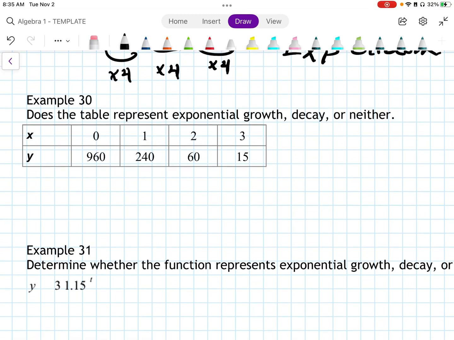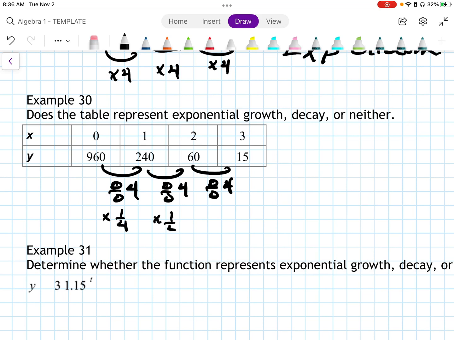Example 30. 960 divided by 4 is 240. On each of these, we could divide by 4. Another way to think of that, because exponentials we normally multiply, would be like multiplying by 1/4. We're not really dividing by 4, we're multiplying by 1/4. That's the way to think about that. So this is decay, and it's exponential because they're multiplying, so this is exponential decay.